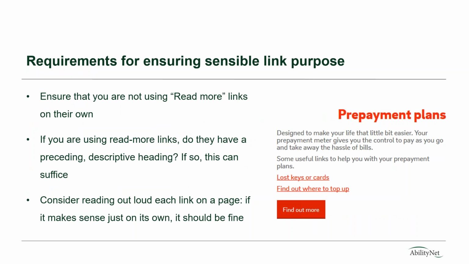So the requirements really are ensure that you are not using any read more links. If you are using them, do they have a preceding descriptive heading? So this example on the right where we have find out more and above it is prepayment plans. So a user would read the find out more link, they'd press a command, in this case Shift and H with JAWS to read the preceding heading. That would read out prepayment plans, and the user would then have a good idea that this link find out more would take them to a page to read more about prepayment plans. It's good practice to actually vocalize and read out loud each link on a page. If it makes sense from just reading the link text then it should be fine for screen reader users.